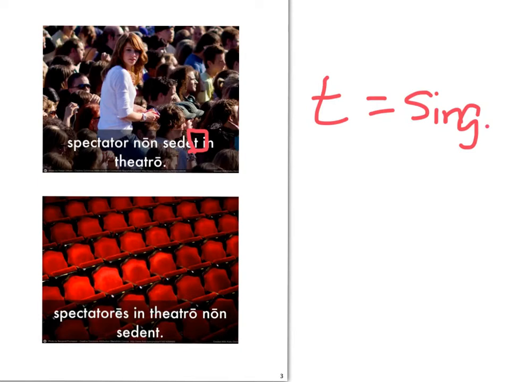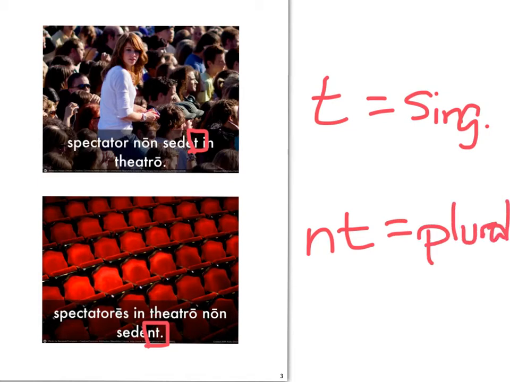Let's look at the next example. Spectatores in theatro non sedent. Okay, notice we're referring to multiple spectators who are not there, and that verb ends in NT. NT equals plural. So, a sneaky Latin teacher will probably ask, what is the number of a verb? And if it ends in T, we say the number is singular. If it ends in NT, we say the number is plural.